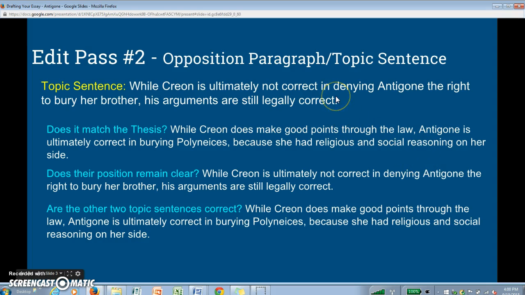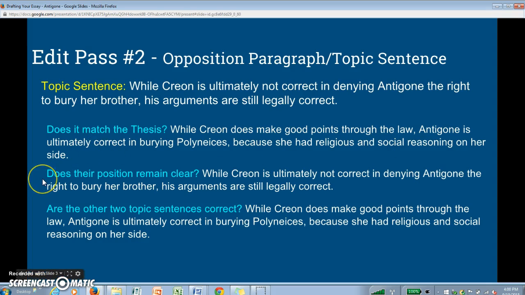If this is the topic sentence of my first paragraph, the opposition paragraph, it should match the opposition section of my thesis. My opposition section of my thesis states, while Creon does make good points through law. That matches: Creon is ultimately not correct in denying Antigone, and also his arguments are still legally correct. They match. Check. My thesis succeeds and my thesis matches my topic sentence.